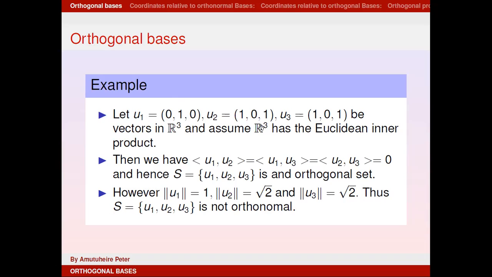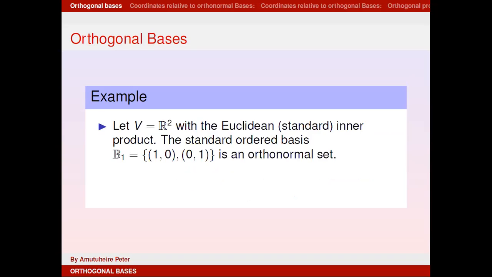Then for u2, the inner product of this is going to be 1 plus 1, which gives us 2, but then with the square root, we get root 2. So a set can be orthogonal when it is not orthonormal. Okay, next we look at an example.